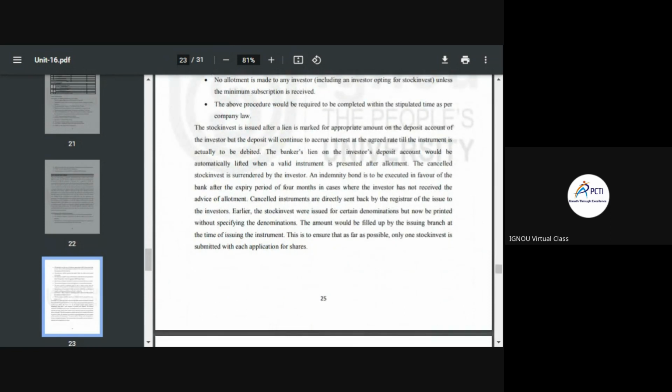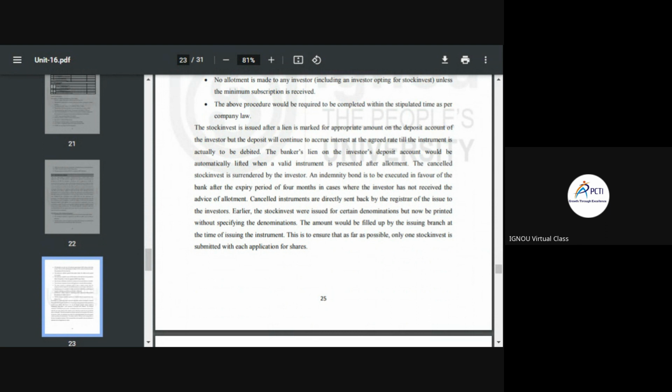Next, the stock invest is issued after a lien is marked for the appropriate amount on the deposit account of the investor, but the deposit will continue to accrue interest at the agreed rate till the instrument is actually debited, and the banker's lien on the investor's deposit account would be automatically lifted when a valid instrument is presented after allotment.